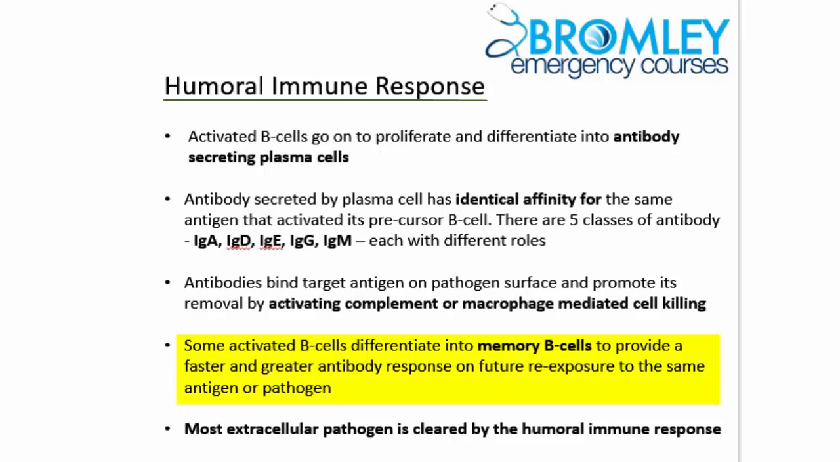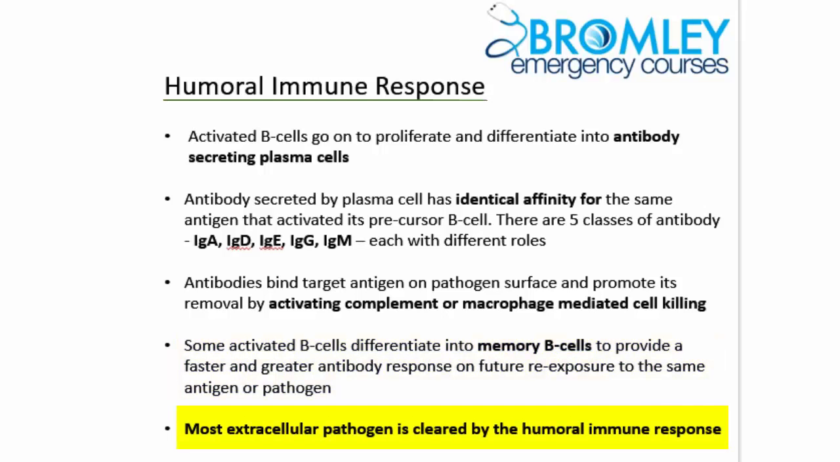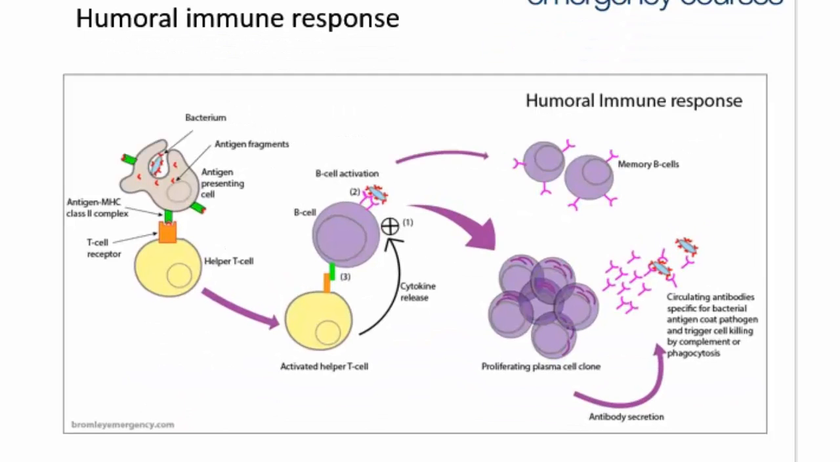Some activated B cells differentiate into memory B cells, and these memory B cells provide a faster and greater antibody response on future re-exposure to the same antigen or pathogen, and in so doing contribute towards immunological memory. As a general rule, most extracellular pathogens are cleared in this way by the humoral immune response. Here is a summary diagram of that.